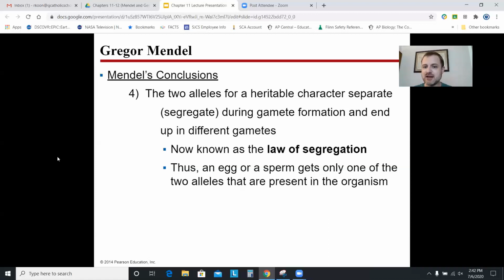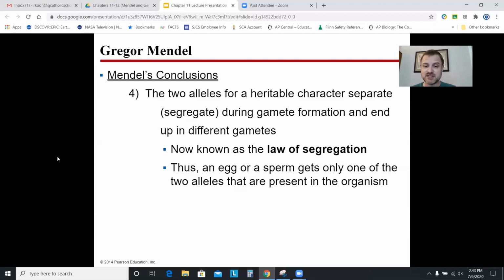A common AP question: during what phase of meiosis does the law of segregation actually happen? Like when do those alleles actually separate? And the answer is anaphase one, not anaphase two. In anaphase two, they're just copies separating. Anaphase one is when actually the homologous pairs separate. So Mendel's law of segregation happens in anaphase one of meiosis. That's an important distinction to make.